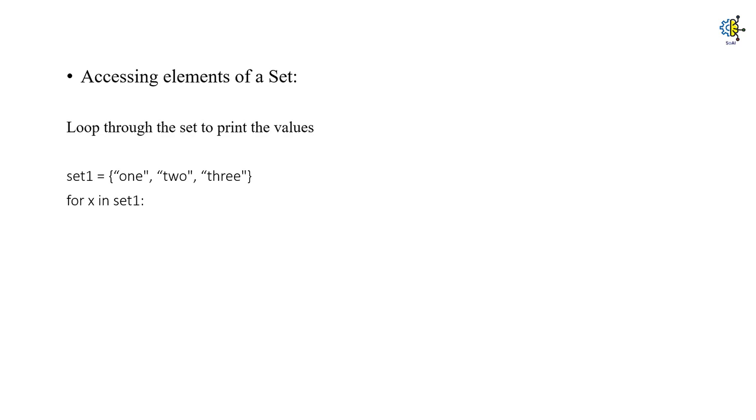How do you access elements of a set? You can do so by looping through the set to print all the values. So here we have a set called set1 with the values 1, 2 and 3. Now I have a for loop which says for x in set1 and I am simply printing the value of x. The output is as shown 1, 2 and 3, which means that we have traversed through the set and printed all the values within it.